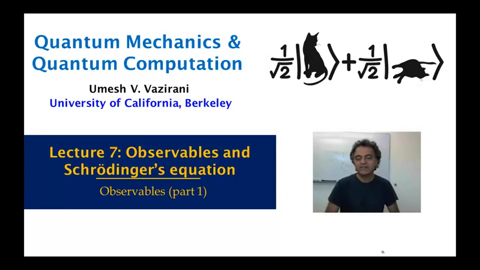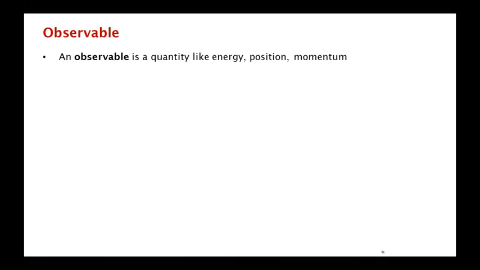Hi everybody. So today we are going to talk about Schrödinger's equation, which is the basic equation of motion that describes how quantum systems evolve. Before we get there, let's talk a little bit about observables. So what's an observable? It's a quantity like energy or position or spin, something that you can measure.